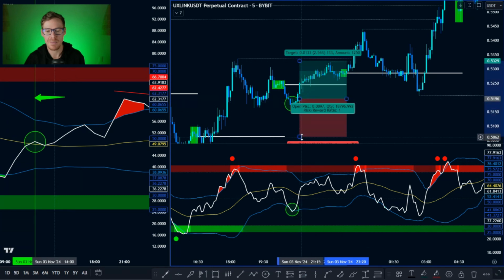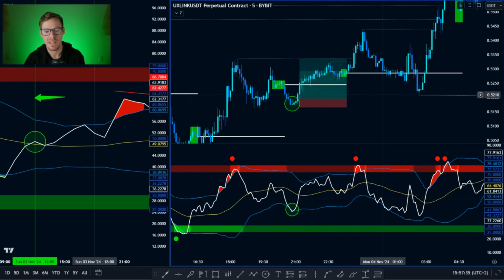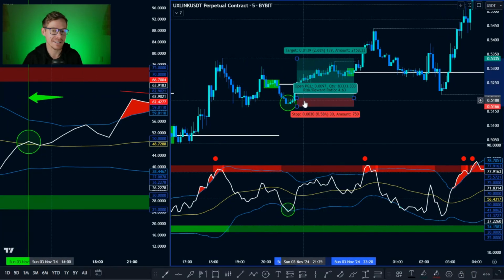I would have entered my long position. Stop loss would have come under the swing low. Target 1 would have been the value line, and target 2 would have been the liquidity line. That would have been the perfect setup, because if you look, guys, we've got a very tight stop loss. So if price goes against us, we're losing 0.58%. But if it goes in our direction, we're making 2.68%. So it's a risk to reward ratio of 4.6.